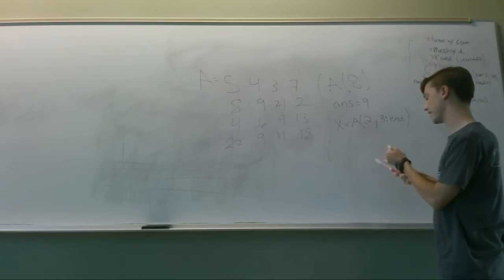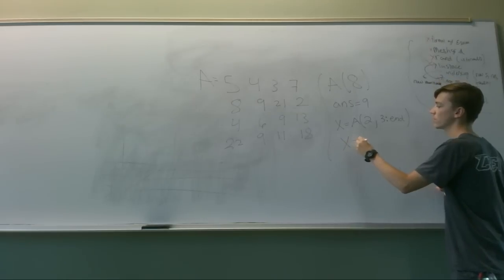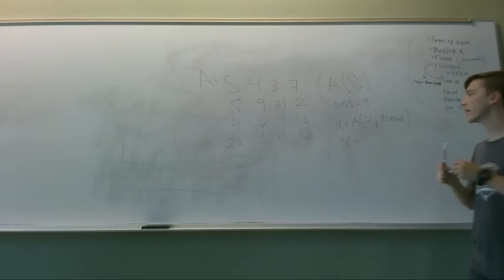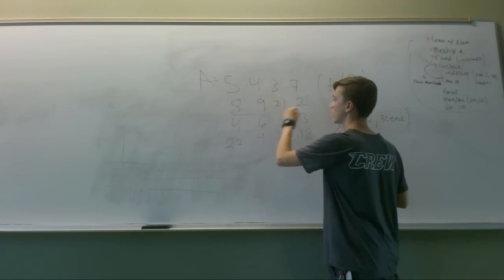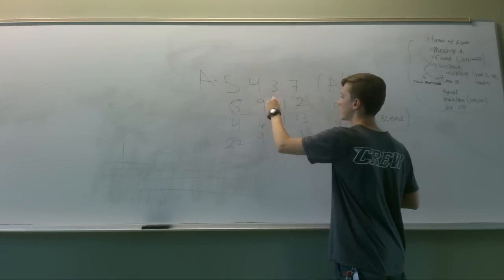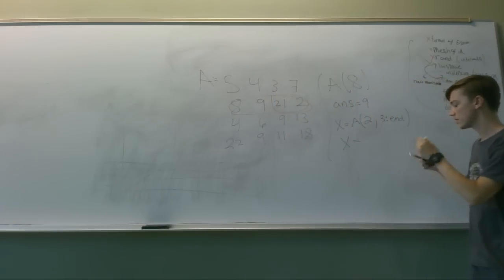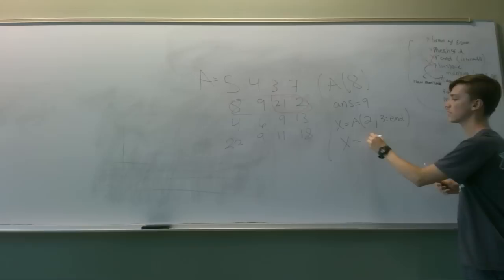So what values am I going to get then? What is X going to be equal to? If I'm calling out row 2, 21 and 2, yeah, right? And then columns 3 and 4. So my X is going to be 21 and 2.